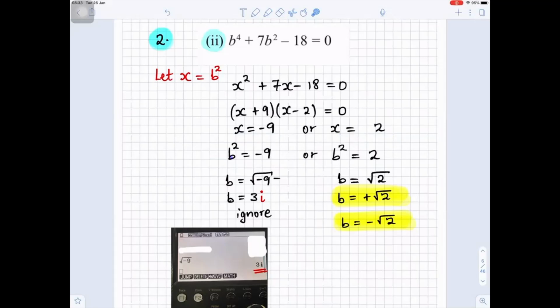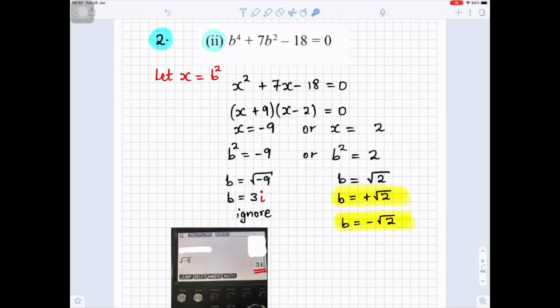b squared equals minus 9, because you replace x with b squared. So b squared plus 9 equals 0, and b is equal to the square root of minus 9, which is 3i, a complex number. So we ignore this solution. If you see there in the calculator, I've put it in the complex mode, so that when you have the square root of minus 9, it gives you 3i. But we're going to ignore this answer.